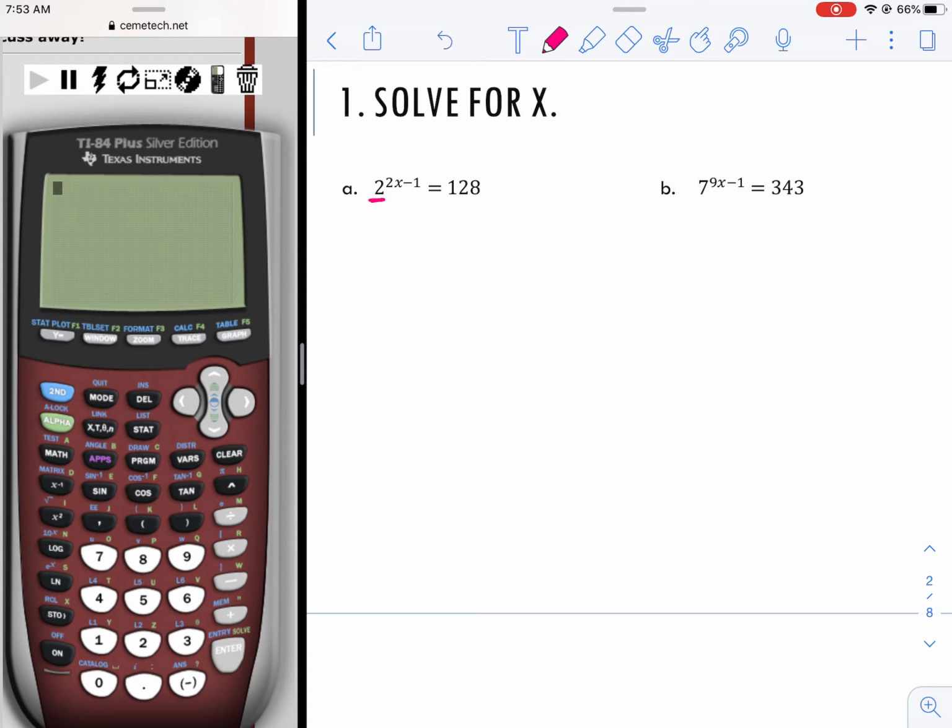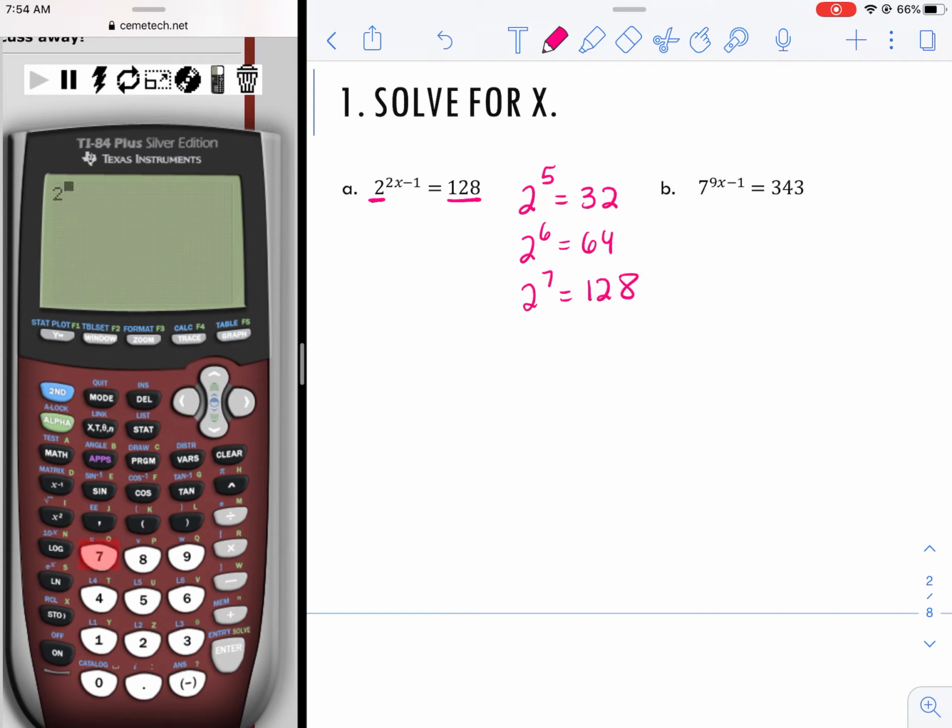So the goal is to try to write each side with a base that is the same. So we're going to try to rewrite 128 with a base of 2. Many of us know that 2 to the 5th is 32, and so 2 to the 6th would be 64, and 2 to the 7th is 128.